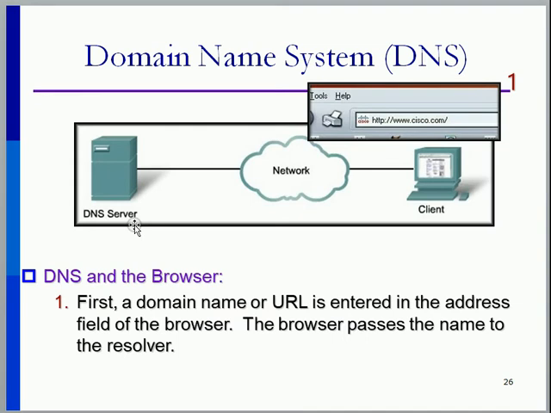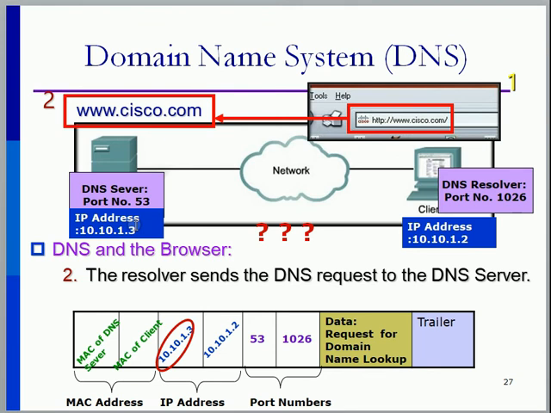DNS and the browser. So first, the domain name of the URL is entered in the address field, and the browser passes the name to the resolver. Like I told you, you need the DNS too, because he's the one who gave you the name. So only he's the one who can recognize, oh, this is the actual name for this numbers address. So that DNS resolver will find the name, and then he will give you the address, which is a set of numbers. For example, 10.10.1.3.